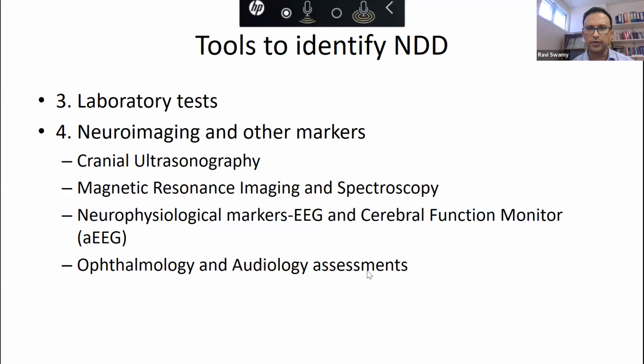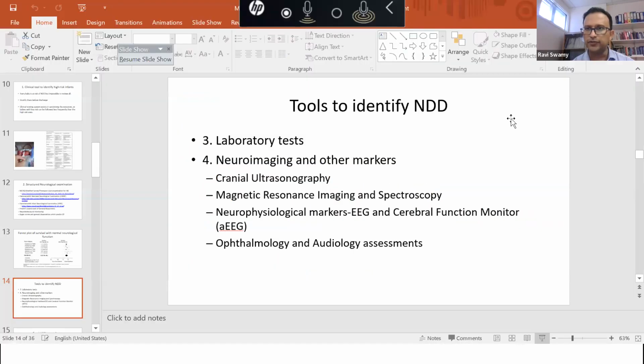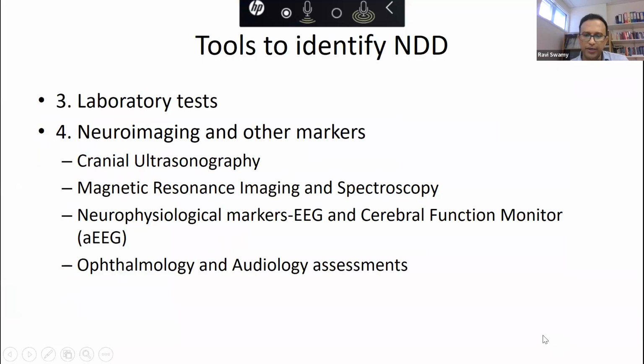Predictors of clinical long-term outcome. Today what I'll try to focus on will be the neuroimaging bit, and how neuroimaging will help to predict the long-term outcomes.